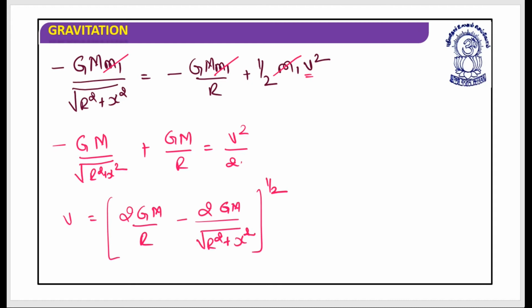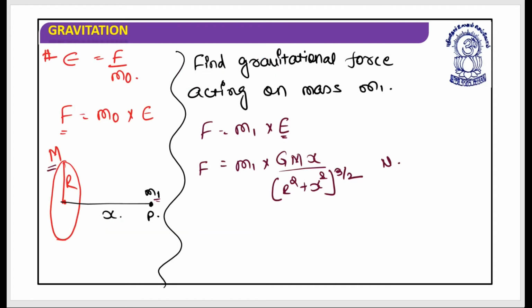Is it clear? So please do understand these two approaches. These are the key points for questions. Very important. First, it's E is equal to F by m naught.